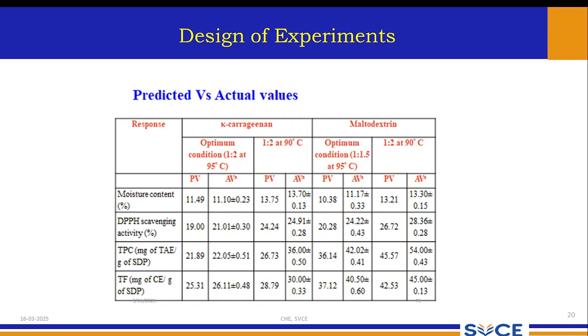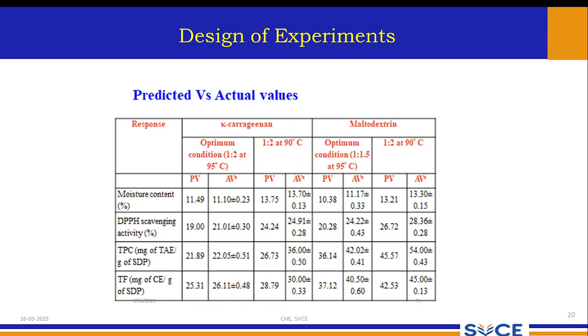So when you see here for moisture content, 11.49, here is 11.10, that is a very close value. Similarly for moisture content at 1:2 at 90 degrees Celsius, which is found to be very close, next close to the optimum point. The optimum point is found to be 1:2 at 95 degrees Celsius. That is also 13.75 moisture content, but when you bring it to 95 degrees for the 1:2 ratio, you will get 11.49. I already told you the moisture content of the material is supposed to be lower.